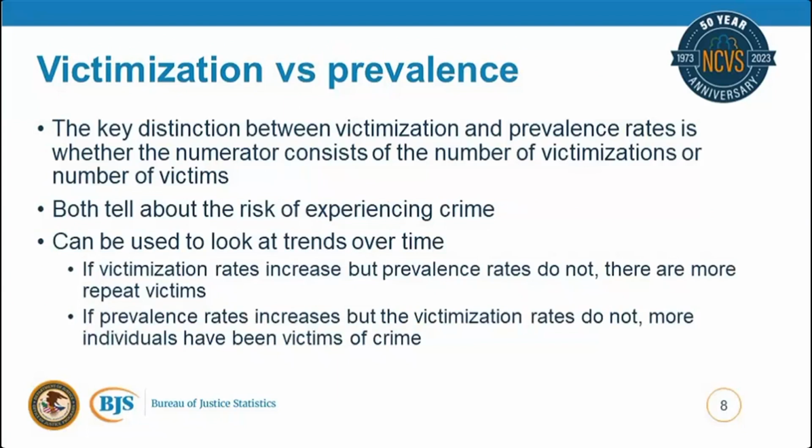Both victimization and prevalence rates indicate a risk of experiencing crime, and both can be used to look at trends over time. If victimization rates increase but prevalence rates do not, there are more persons who have experienced multiple crimes, or repeat victims. If prevalence rates increase but victimization rates do not, more individuals have been victims of crime.